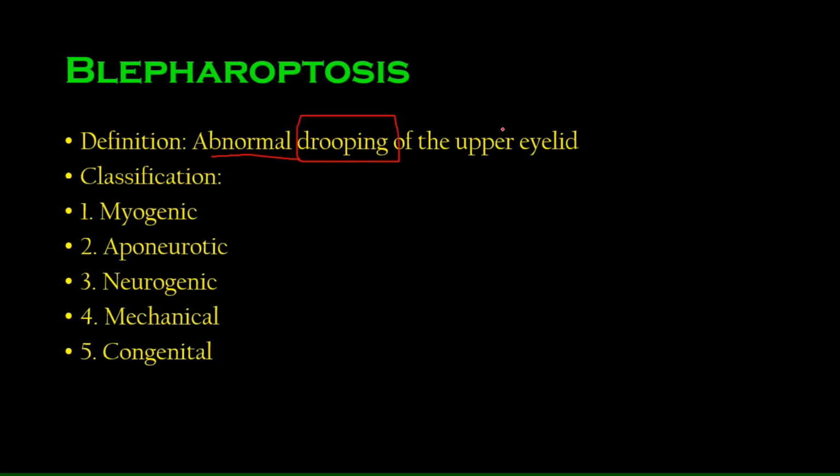By drooping, they mean when one cannot open their eyelid as properly as normal, right? And this is specific to the upper eyelid. So a person who can't open his upper eyelid properly, we call that condition ptosis, or blepharoptosis. And it is classified according to its cause into myogenic, aponeurotic, neurogenic, mechanical, and congenital, right? Okay, let's start with it.